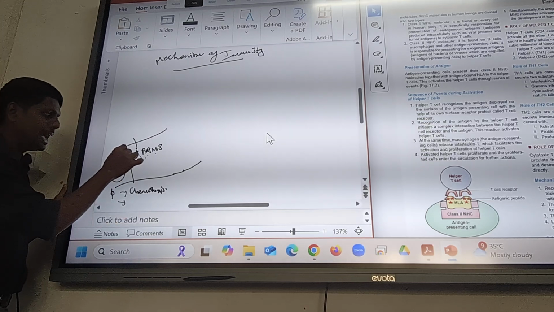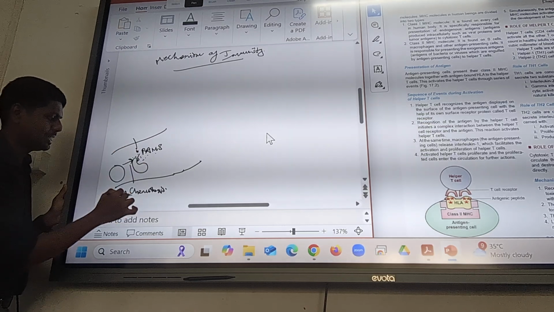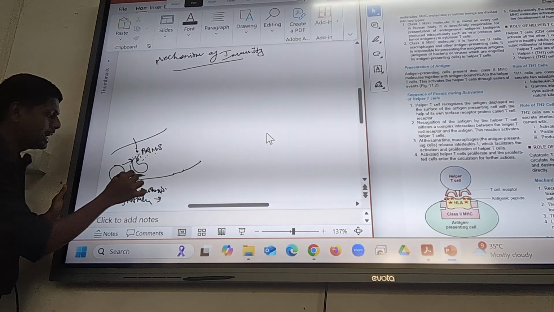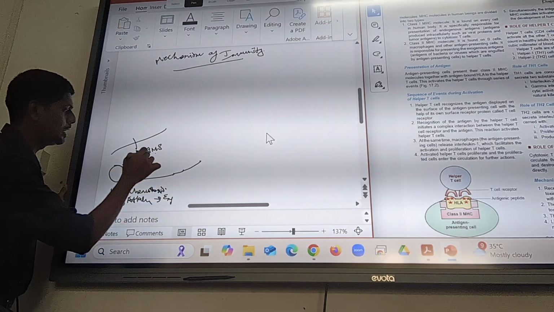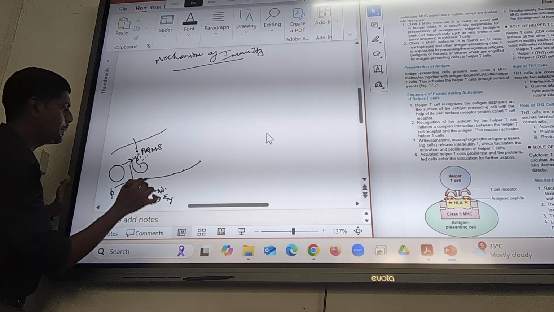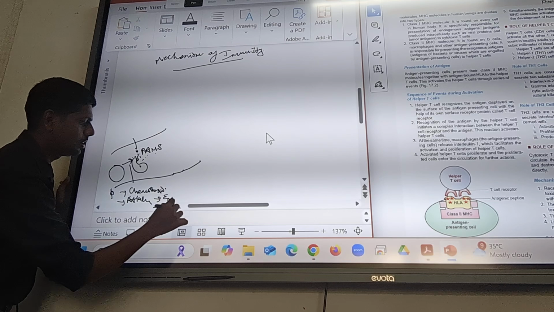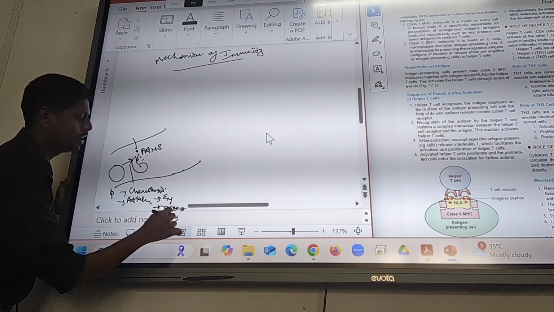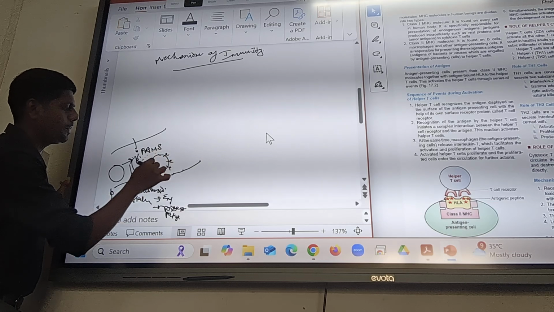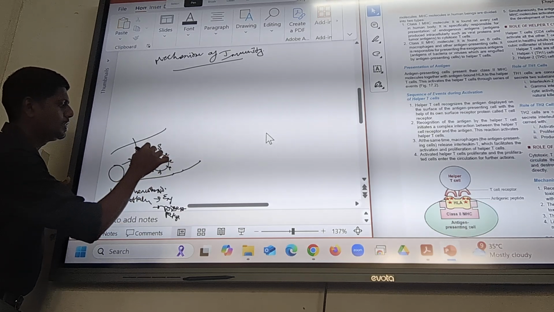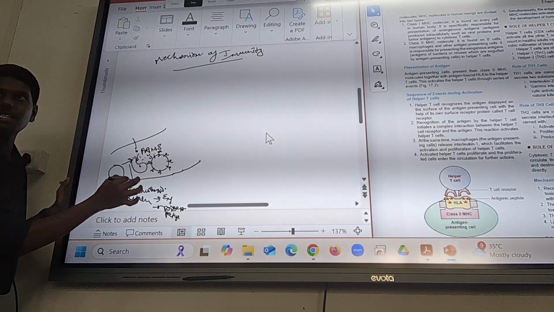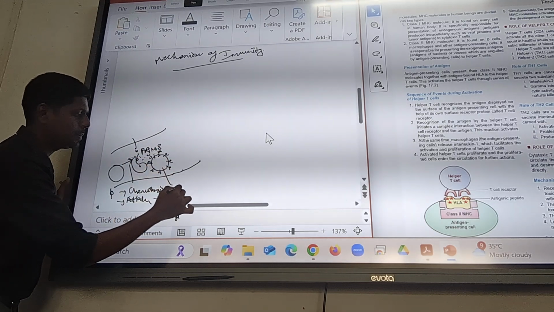Now the macrophage will attach to the pathogen. That is attachment. After attachment, what happens next? Now engulfment happens, engulfment of the pathogen by the macrophage. After engulfment, the pathogen will be digested. After digestion, the macrophage will present the pathogen molecules on the surface. This is called antigen presentation.